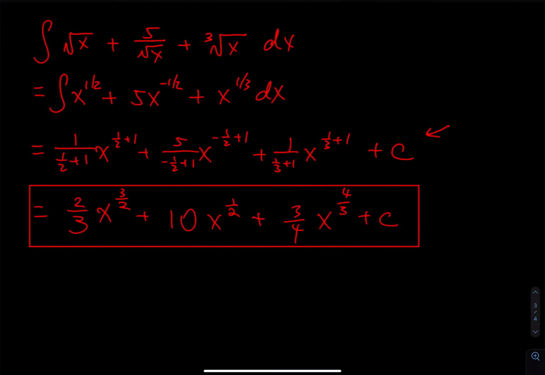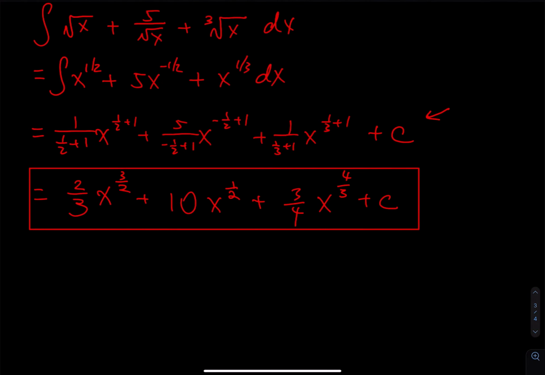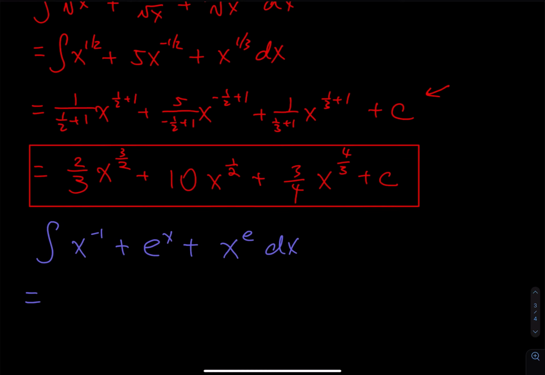All right, let's do the last one. How about this? Let's do something tricky. The integral of x to the negative 1 plus e to the x, and then plus x to the e dx. Is the first one a power rule? Nope. If you do a power rule, you will get something completely wrong. The integral of x to the negative 1 is ln absolute value of x.